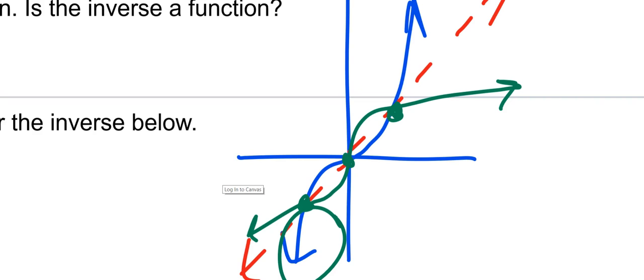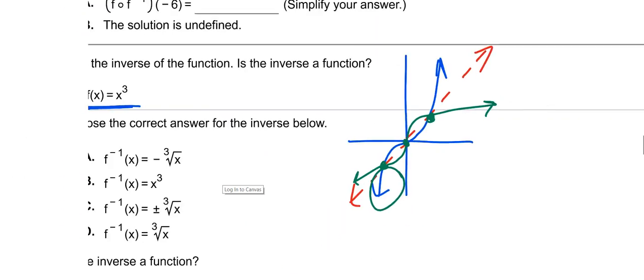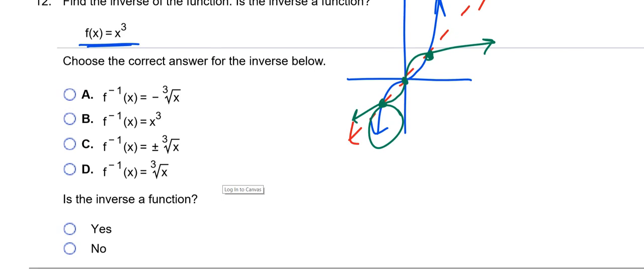I got one person that's confident. That's not enough. Does the green one pass the vertical line test, yes or no? What do you think? Can you pass a vertical line through the green one and hit 1 point at a time only? Yeah, you got to have that confidence in your mind to pass that vertical line through and say, yes, we're only hitting 1 point at a time.